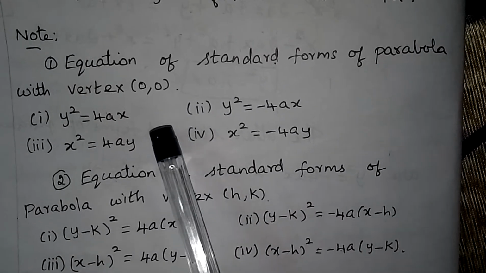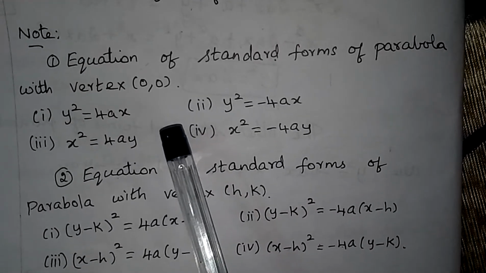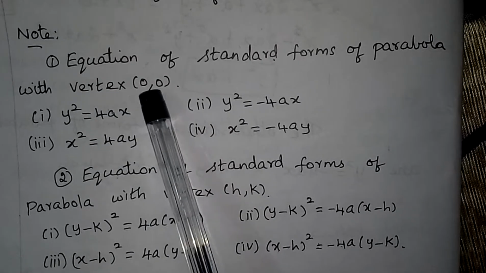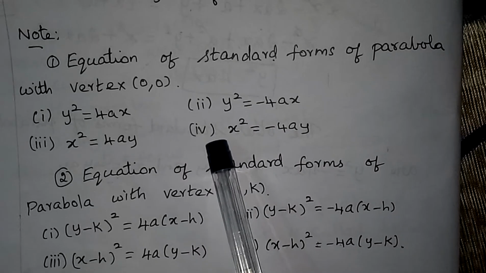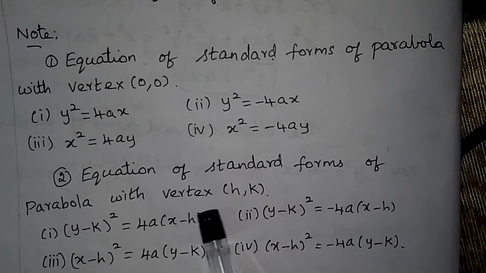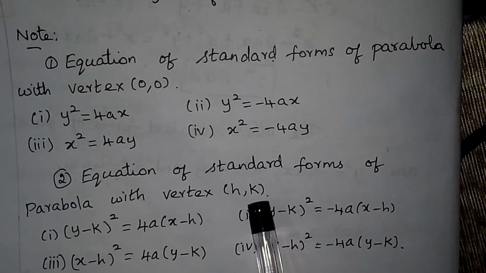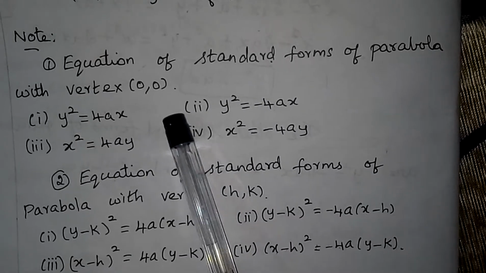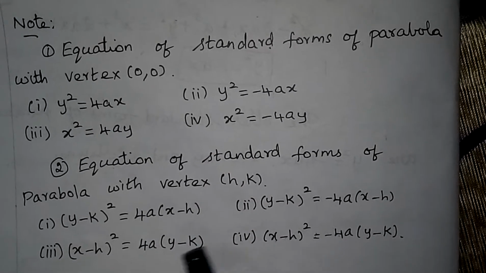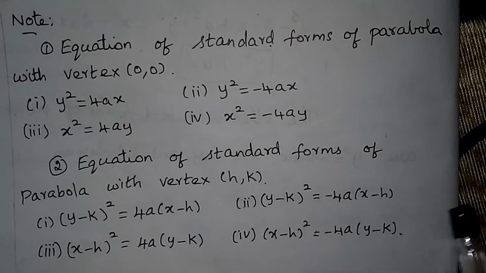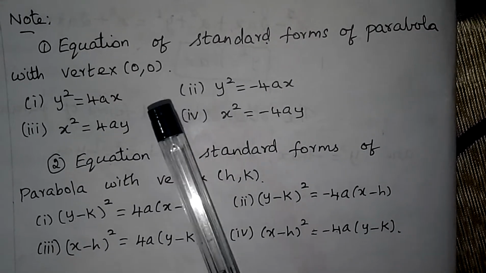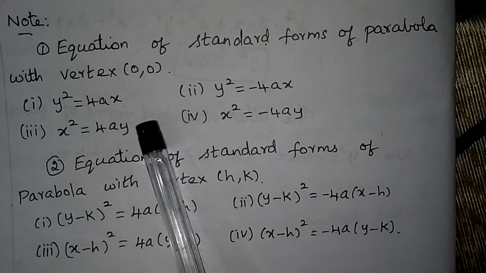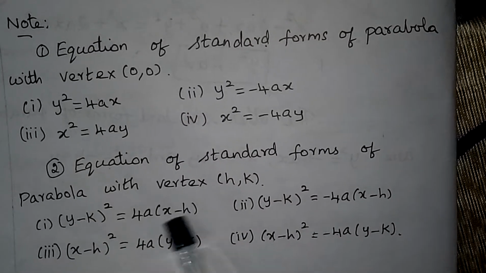I have written notes, but actually these are the formulas. Here we have 4 types of parabola, and the vertex will be the origin. The vertex is the origin means we have these 4 types of parabola. If the vertex is some other value h comma k which is not the origin, then a little bit of adjustment will be there, and these forms will be taken. So first we have to see whether the vertex is the origin or not. If the vertex is the origin, we have to see this type. If the vertex is not the origin, we have to see here.